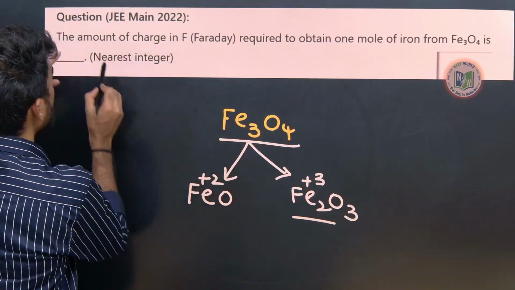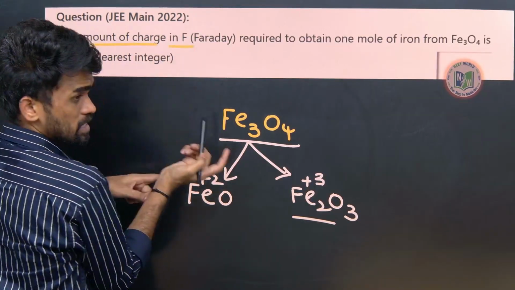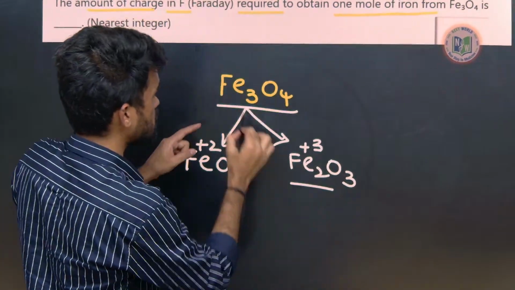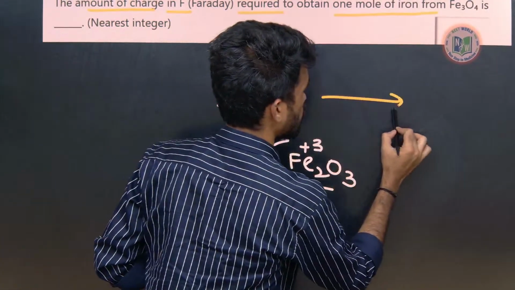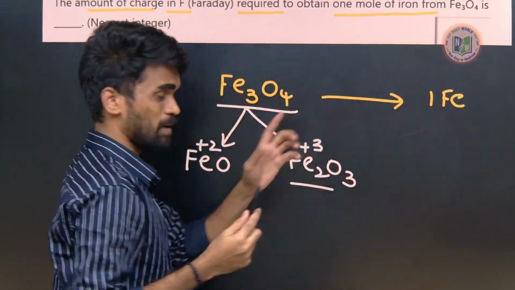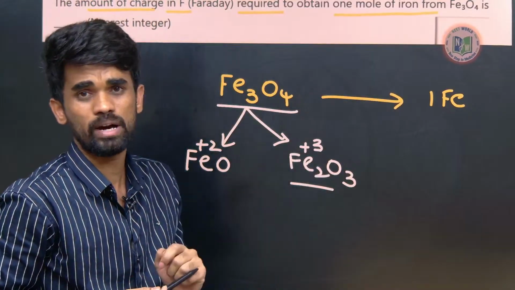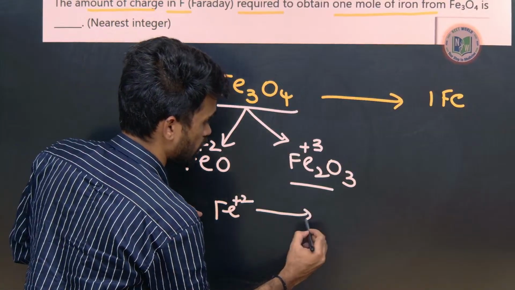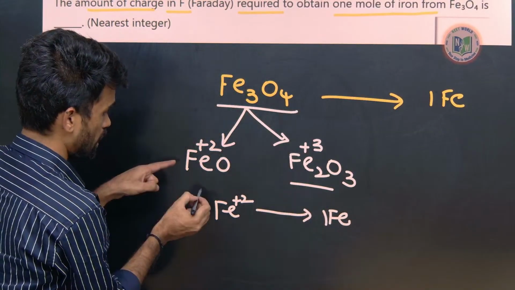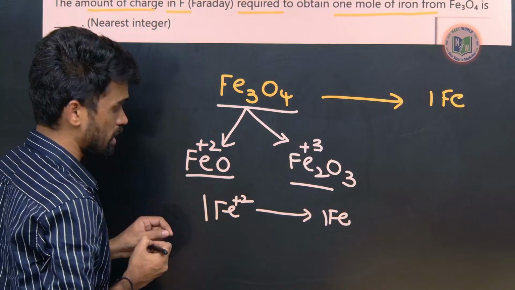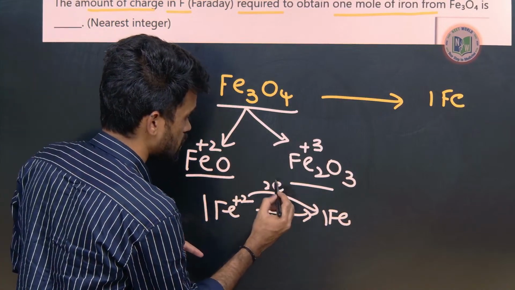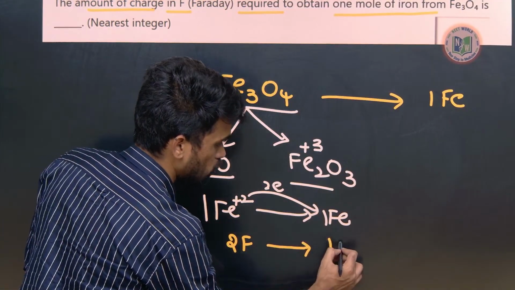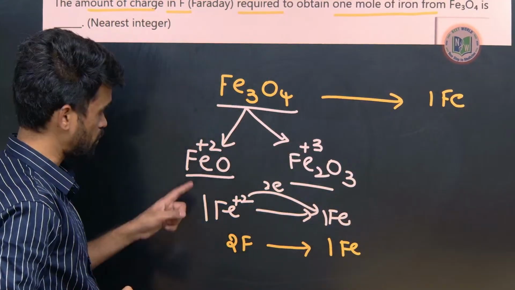So what they are saying, similar kind of question, is the amount of charge in Faradays required to obtain 1 mole of iron. From this iron oxide, we should get 1 mole of Fe. For this purpose, how many Faradays are required, they are asking. Here when we take Fe +2 to Fe, for 1 mole of FeO we require 2 electrons. It means 2 moles of electrons, so I can say 2 Faradays are required in order to deposit 1 iron from this Fe +2.